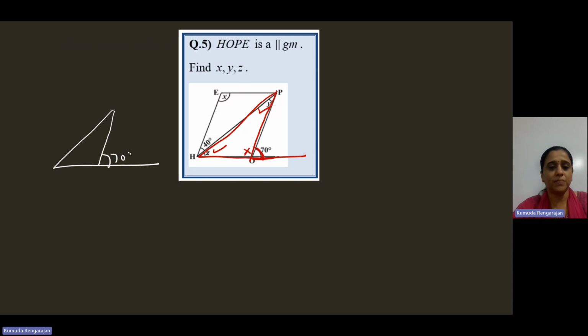This is 70 and this one is 40, we found. This one is Z. Z plus 40 is equal to 70. Exterior angle property. This is the exterior angle. This is the interior angle. Leave this angle. These are the two interior opposite angles. So the property is Z plus 40 will be equal to 70. So Z is equal to 30 degrees.